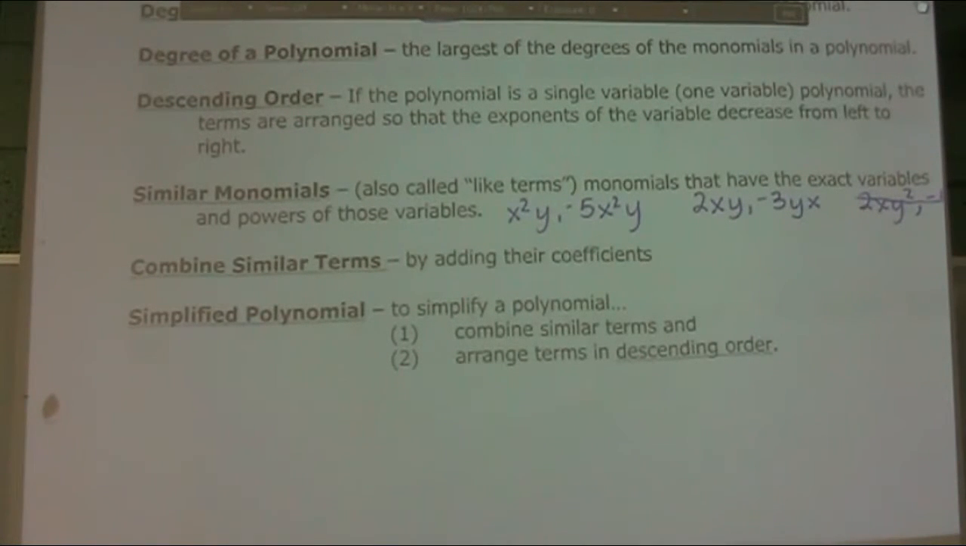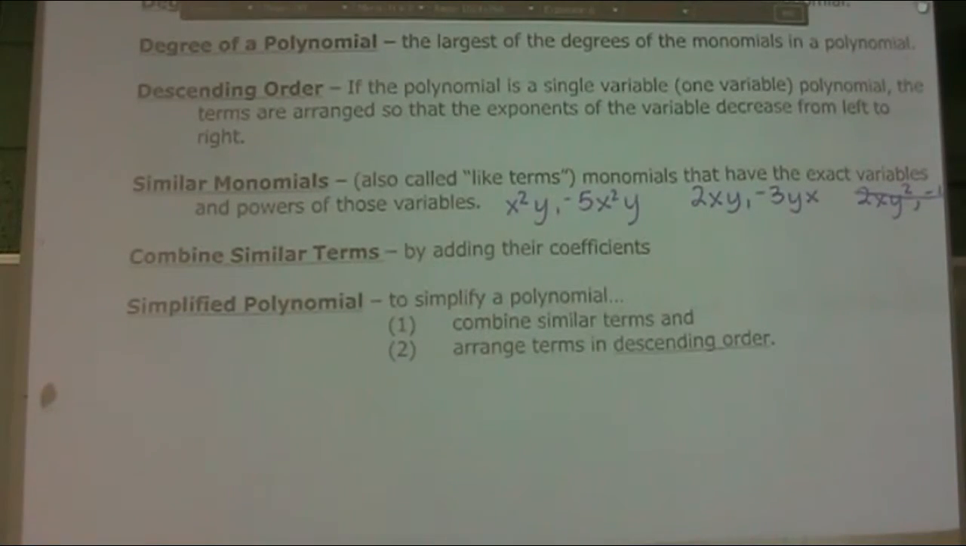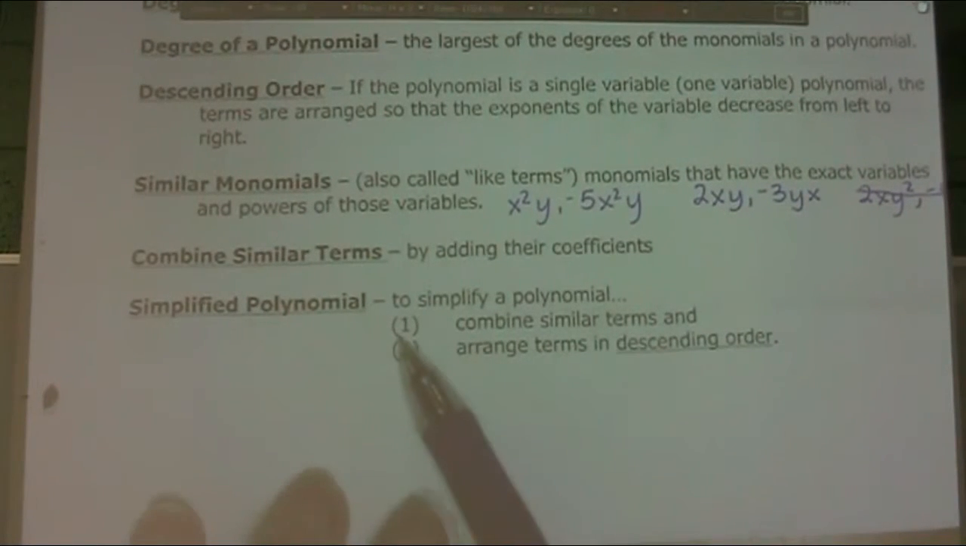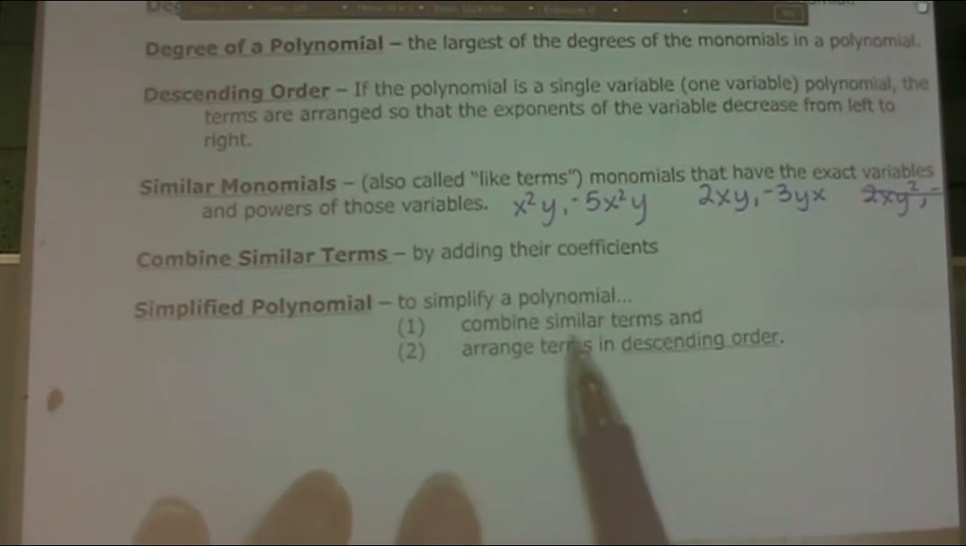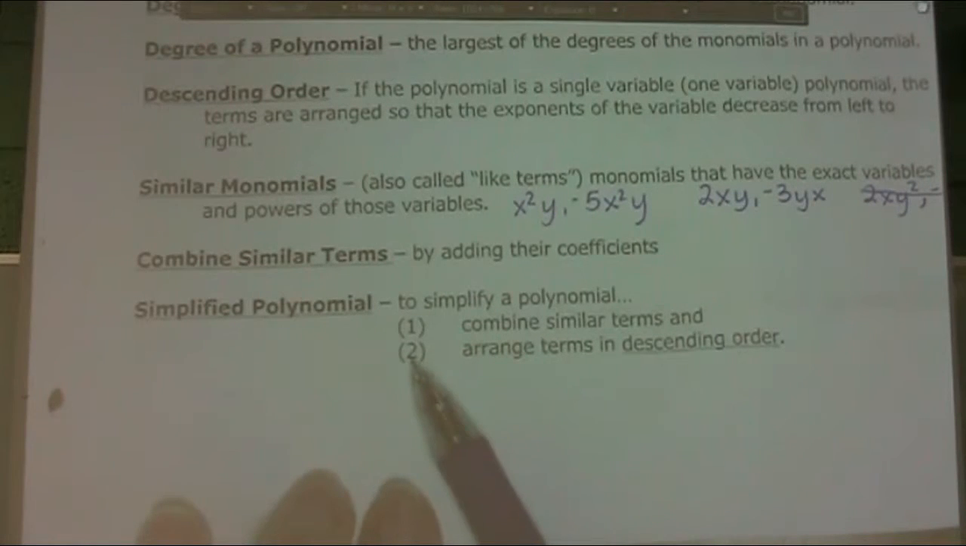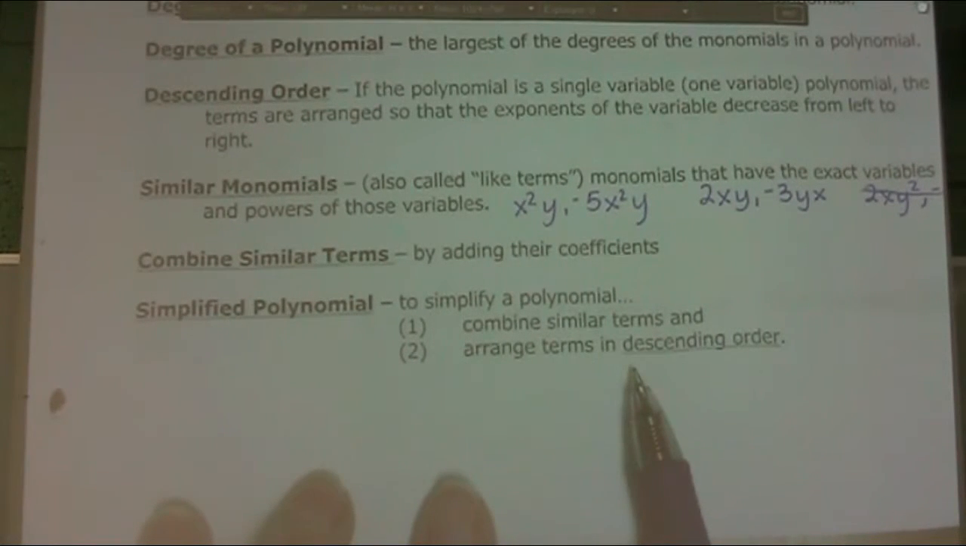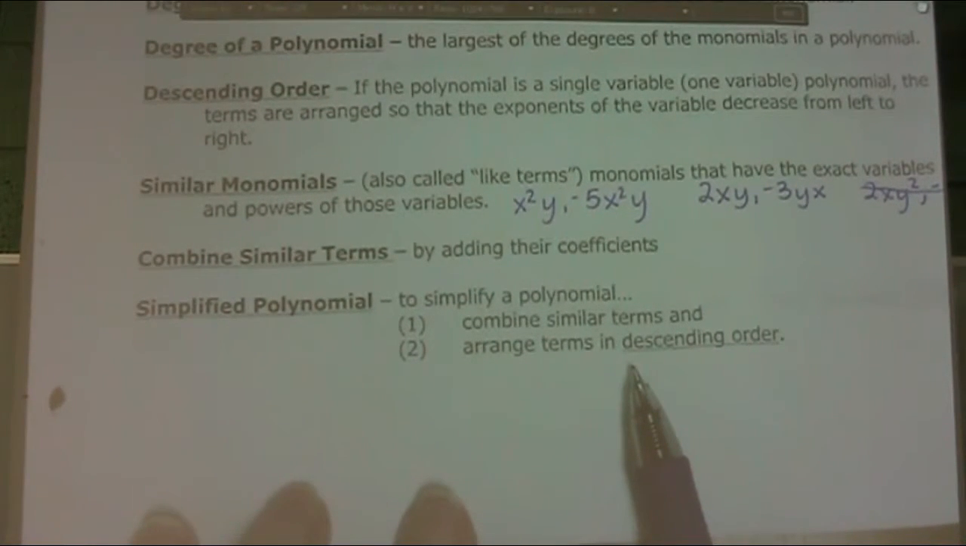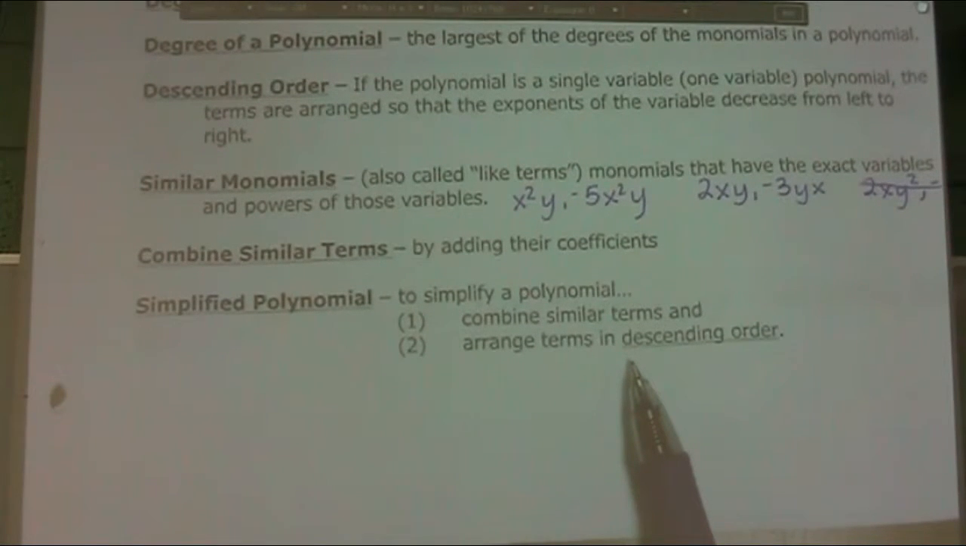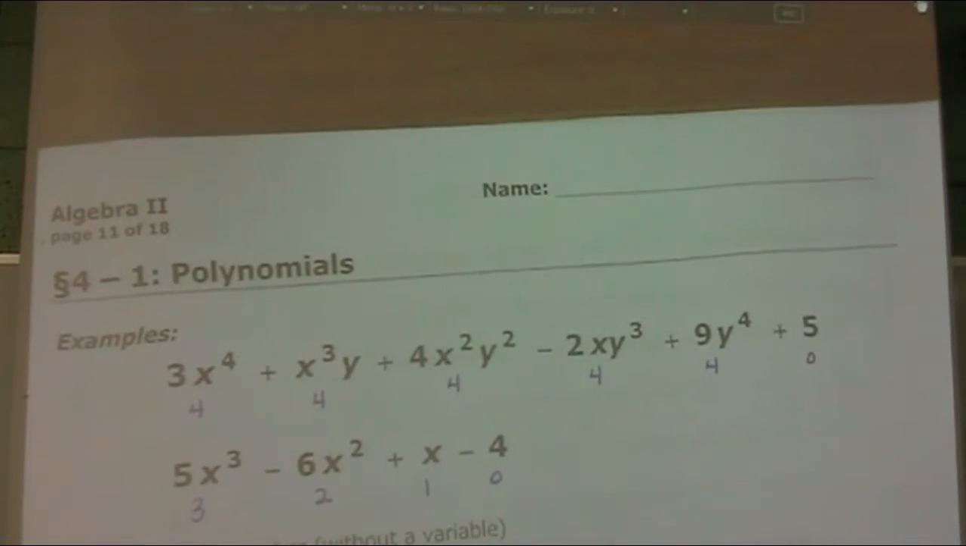And finally, we have simplified polynomial. So if you're asked to simplify a polynomial, this is what it means to do. First of all, combine similar terms. Second of all, arrange the terms in descending order. All right, that's an important part of simplifying a polynomial. So let's go to the next page and we have some examples.